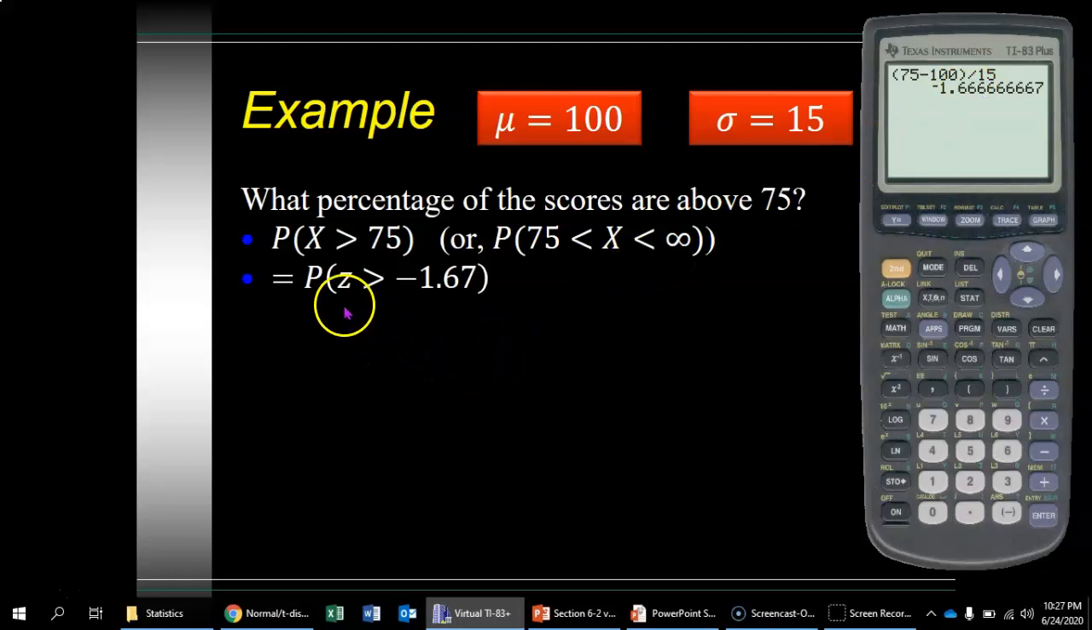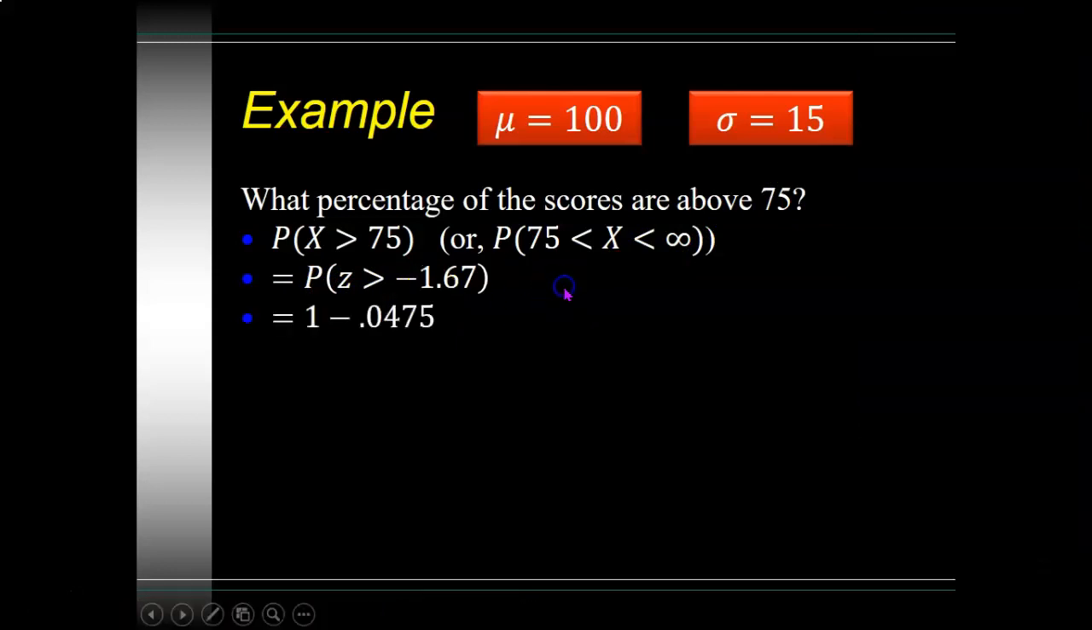So we want the probability of z being greater than negative 1.67. Look that up on the table, and you get 0.0475, and then we need to subtract that from 1 because we want the probability of z being greater than that. So 1 minus 0.0475 is 0.9525. As a percent, that would be 95.25%.